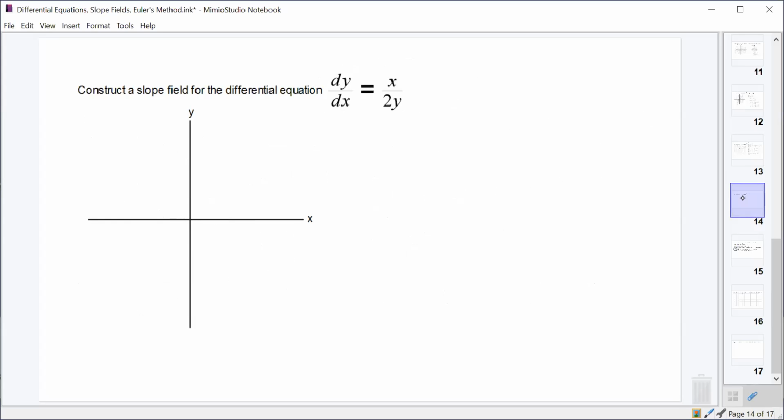Then let's look at something like this, x over 2y. For this one, we've got a quotient of x and y, and the same method will work when we have a product of them also. What we generally want to do first is figure out what makes dy dx equal to 0 and what makes dy dx undefined. So what makes dy dx 0?